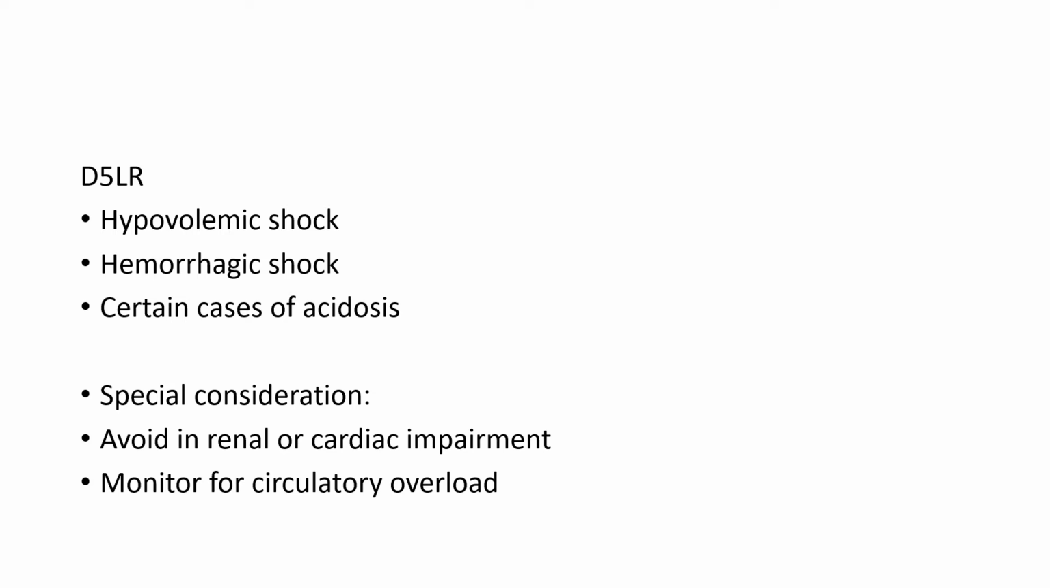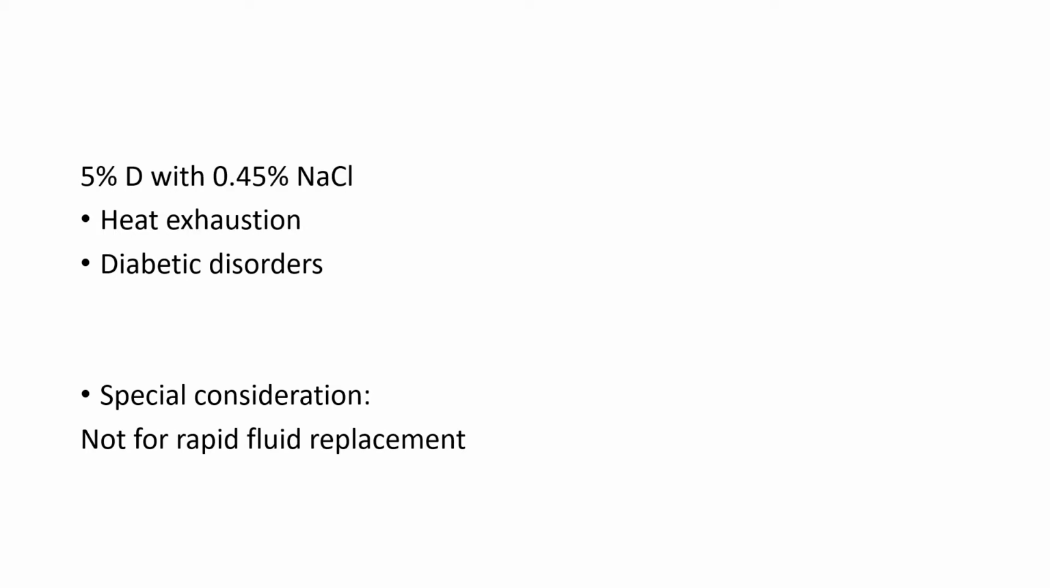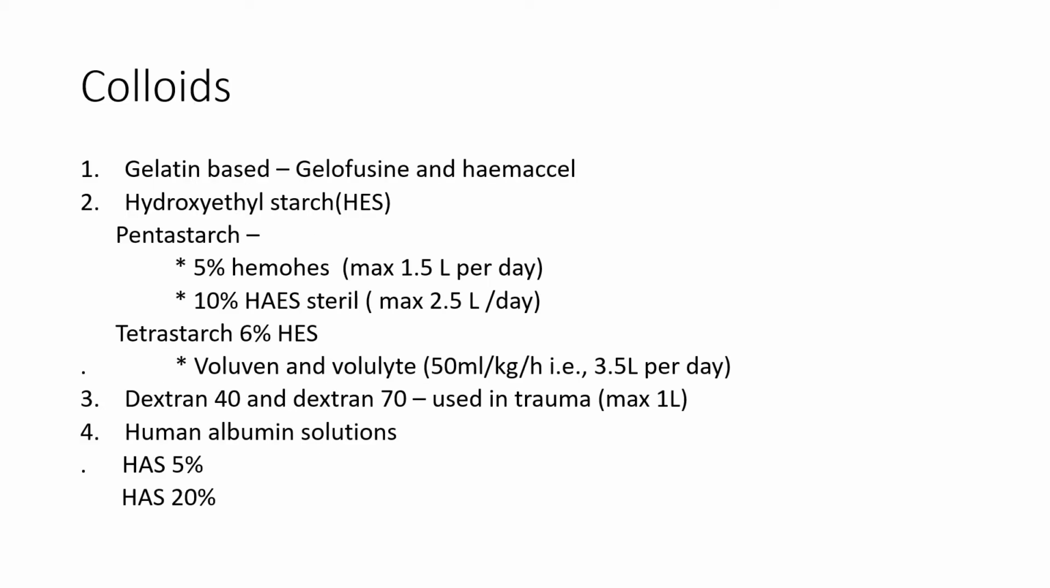Compared to 5% dextrose, Ringer lactate is again used for hypovolemic shock, hemorrhagic shock, and certain cases of acidosis. Similarly, it is avoided in renal and cardiac impairment, and you have to monitor for circulatory overload. 5% dextrose and 0.45% NaCl, that is D half NS, is used in heat exhaustion and diabetic disorders. Again, it is not used as a rapid fluid replacement.